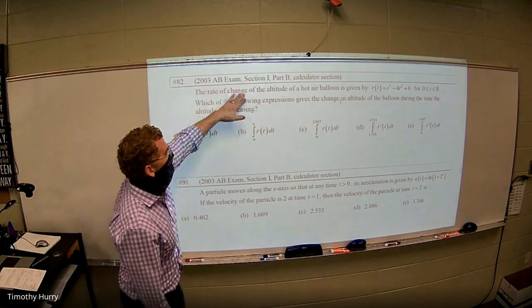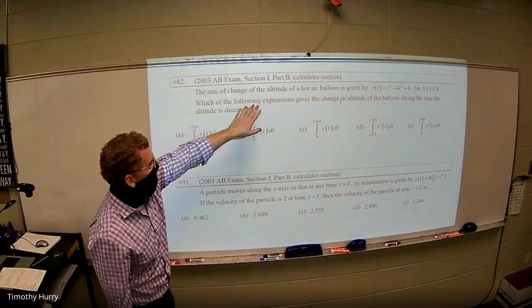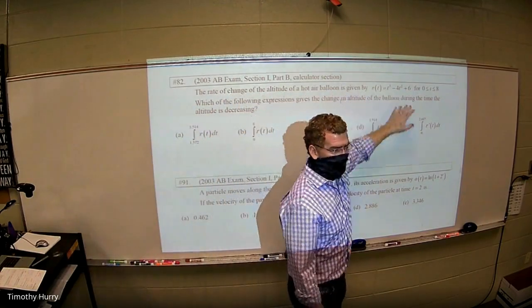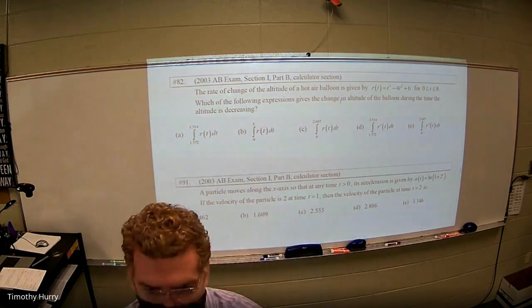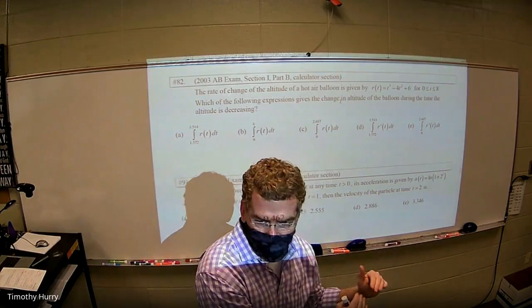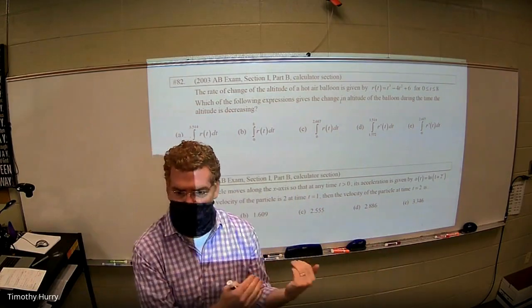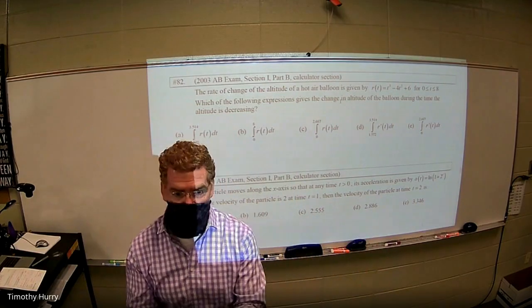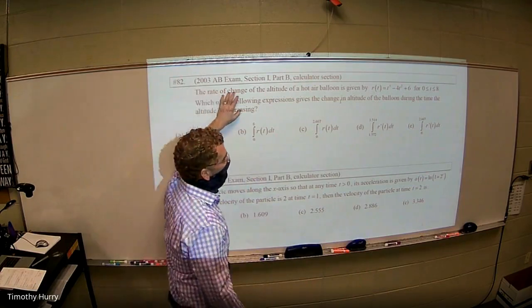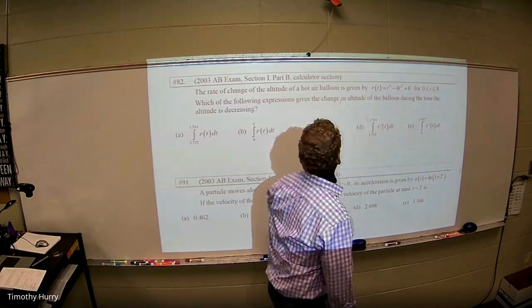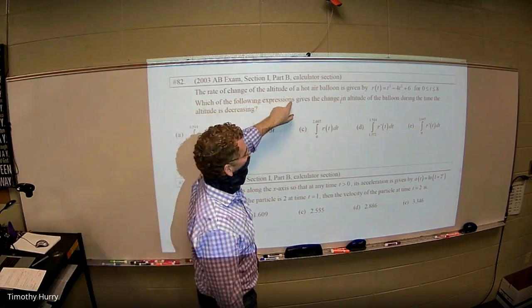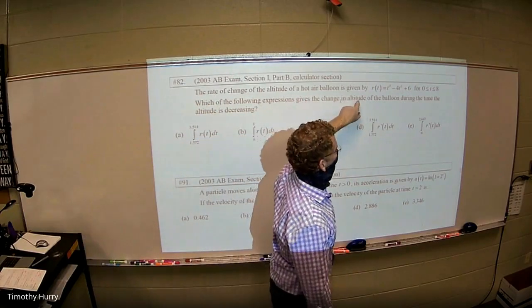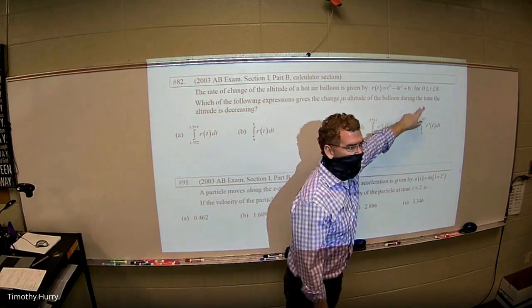It says the rate of change of the altitude is given by this function. And guys, get this in your brain: when I see a rate and then I ask for an amount, what do you do to go from rate to amount? Integrate. Okay, so I'm giving you this rate from 0 to 8 seconds, or whatever it's talking about, minutes, whatever. Which of the following expressions gives the change in the altitude of the balloon? And that's where I quit reading initially.